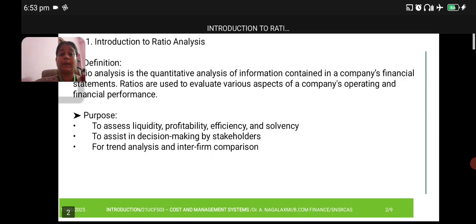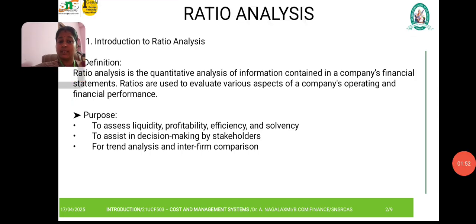Now we can see the purpose. The purpose of using ratio analysis is to assess the liquidity, profitability, efficiency and solvency. These are a must for a management to know about the company. What is the liquidity position, what is the profitability position, what is the efficiency position and what is the solvency position of the business?